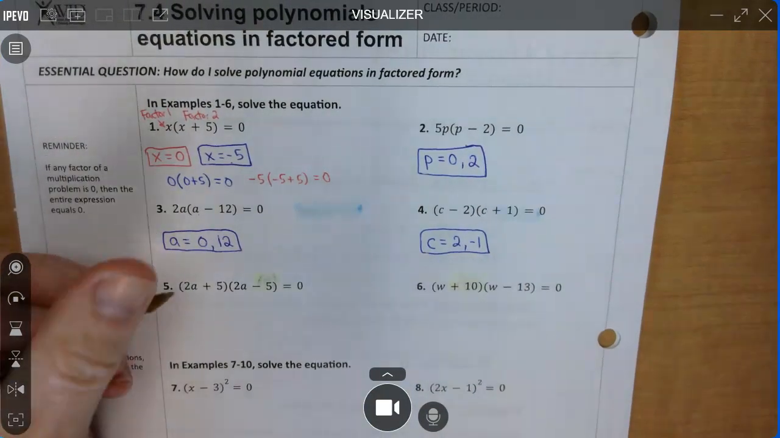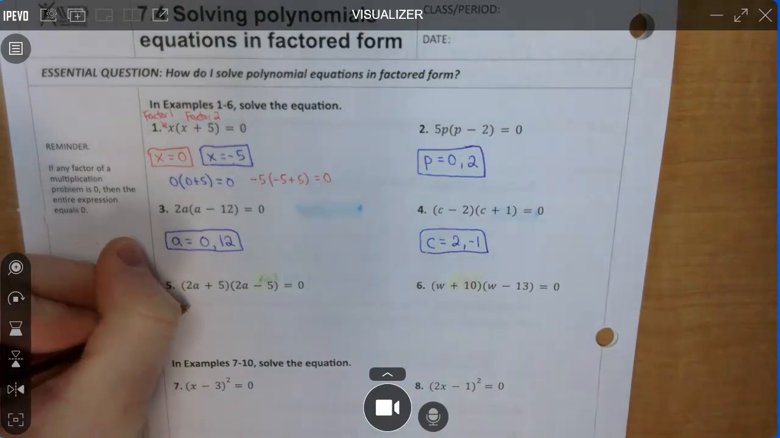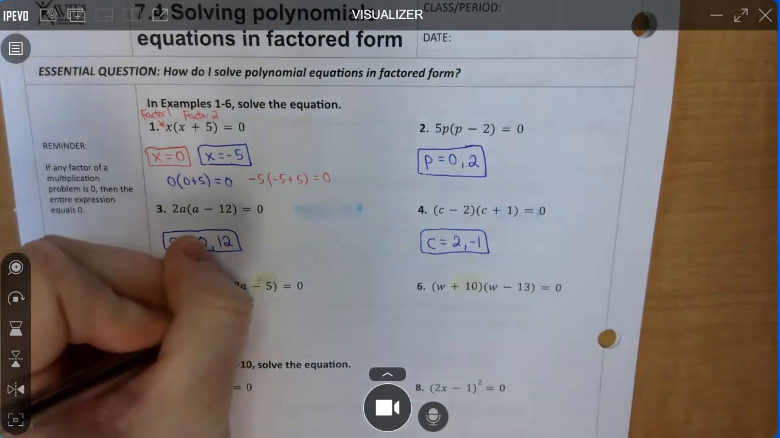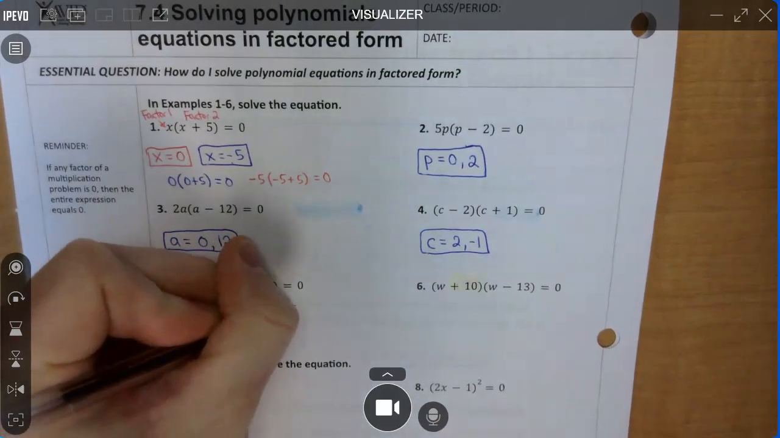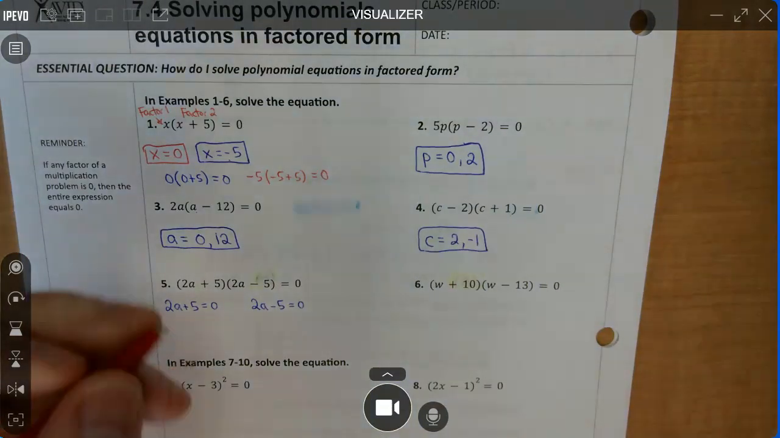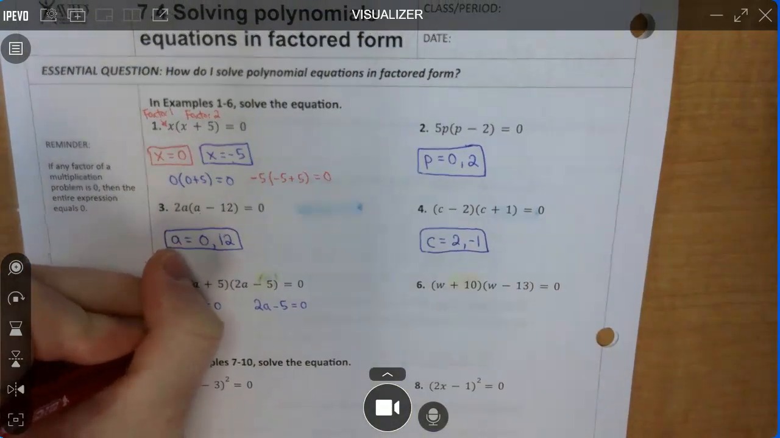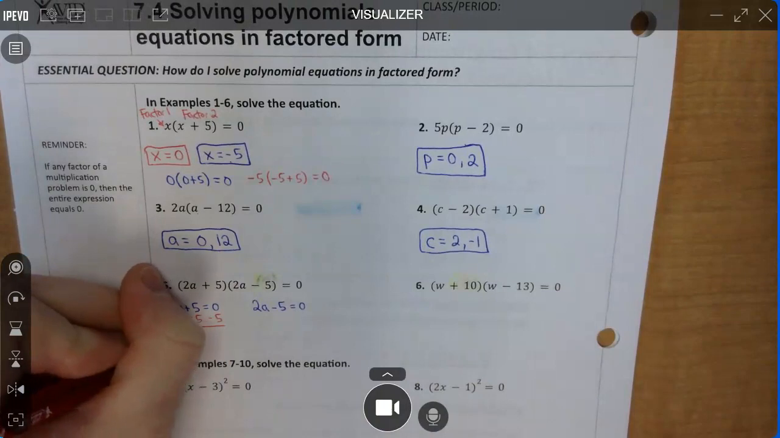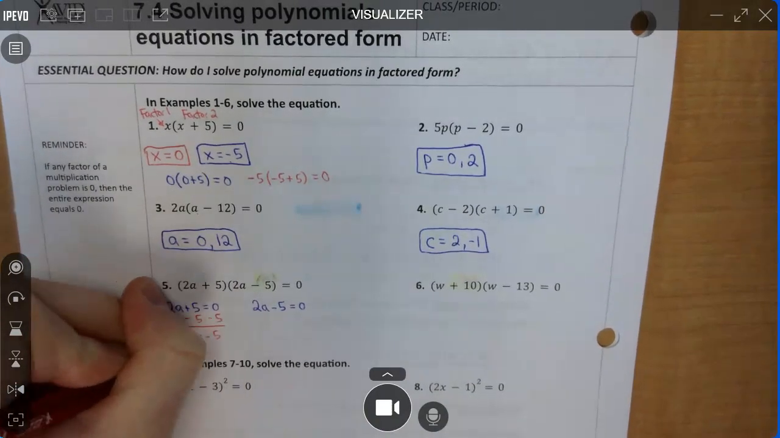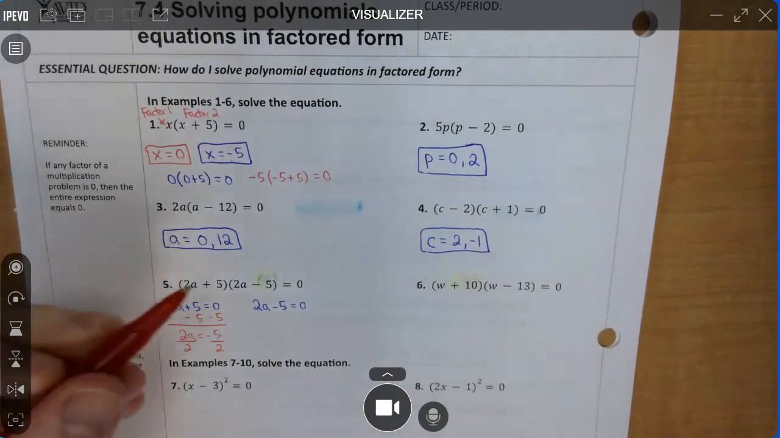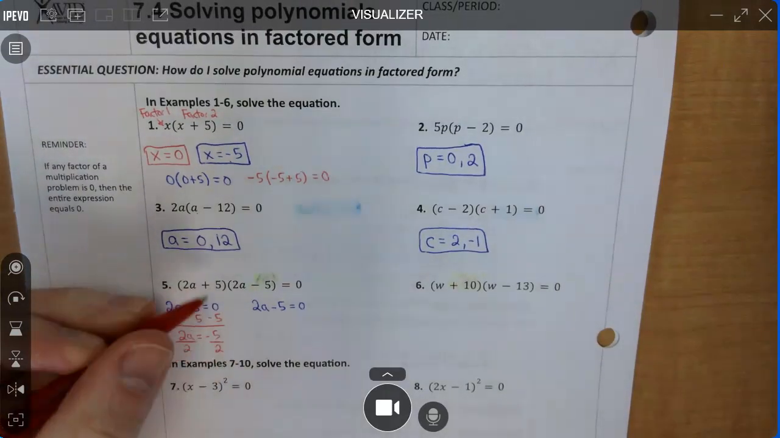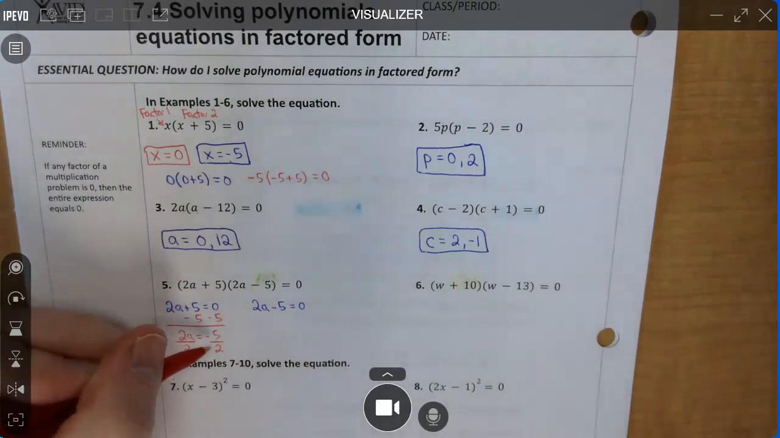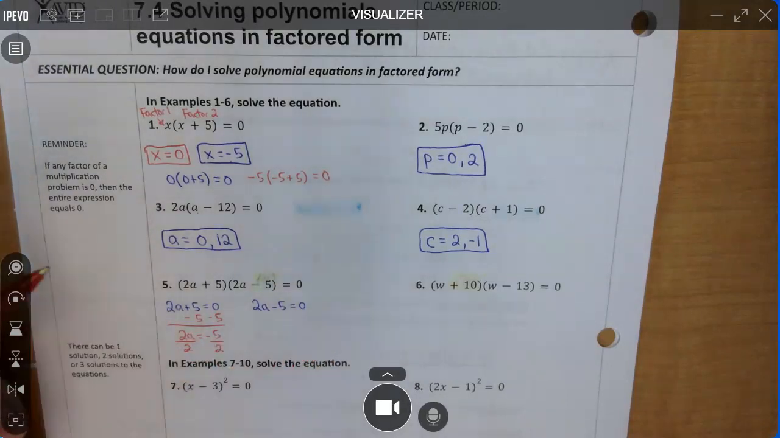Number 5 has just a little bit more work because we're saying, well, what makes this first binomial equal to 0? And then what makes this second binomial equal to 0? And I'm just going to do some quick algebra. Subtract 5, and I'm at 2a equals negative 5. Divide by 2, divide by 2. And now I know that a is equal to negative 5 halves. And I'll write that in a second when I have more room over here.